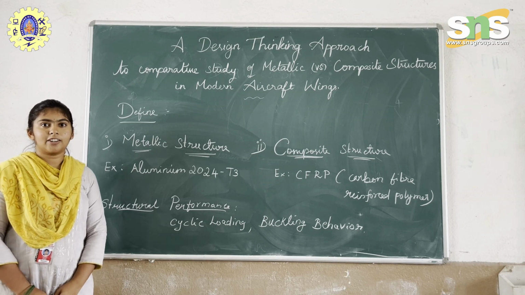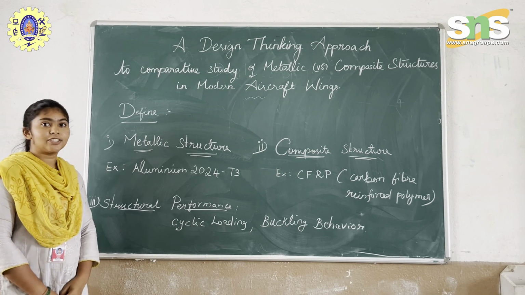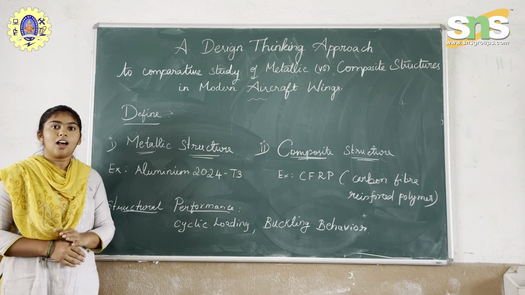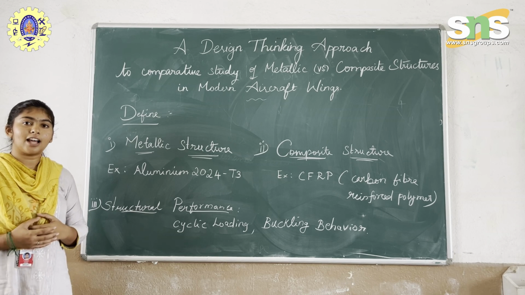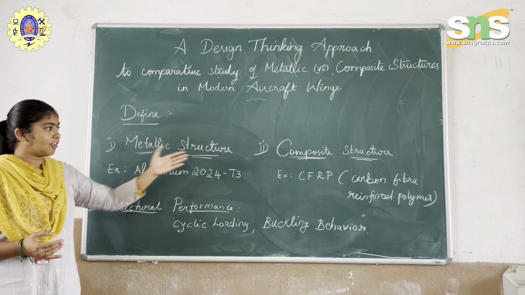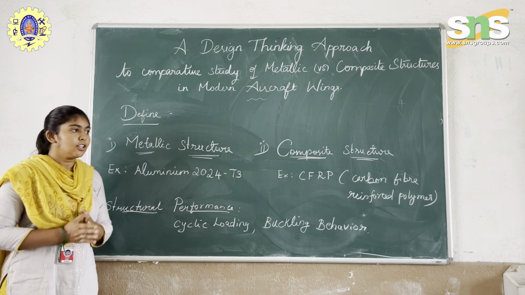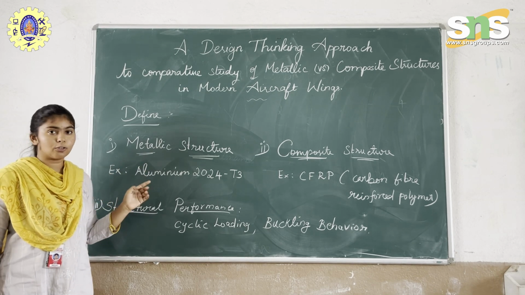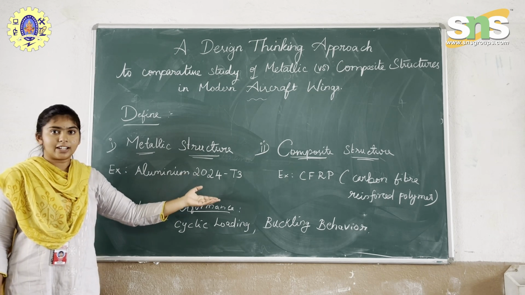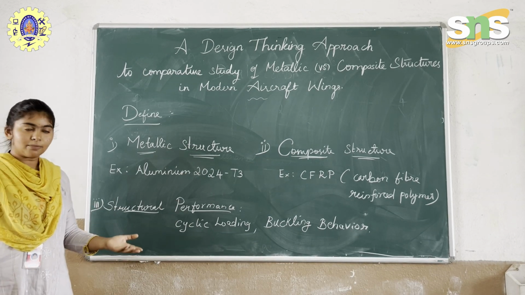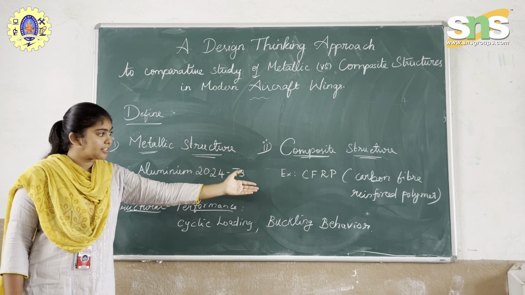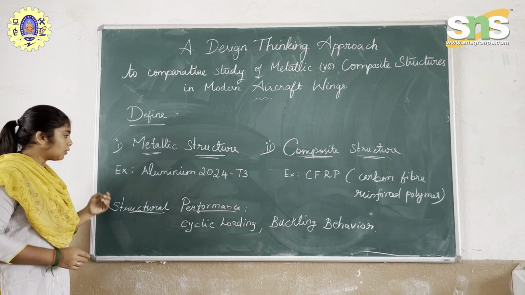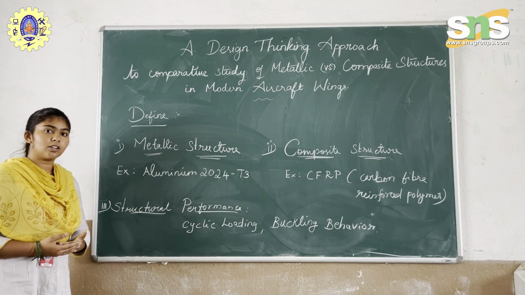I'm Shruti, third year Aerospace. I'm going to introduce stage 2, the define part of design thinking. In this stage, we are going to see how to select the materials used in aircraft, either metallic structures or composite structures, which is the problem statement. First we are taking the metallic structure. Let us take an example of aluminum 2024 T3. This is a kind of index number. We can also take titanium. And in the composite structure, we can take CFRP, which is carbon fiber reinforced polymer. In both of these, we are going to see the pros and cons.